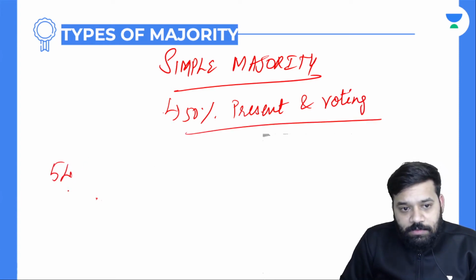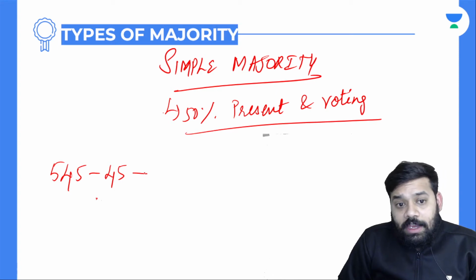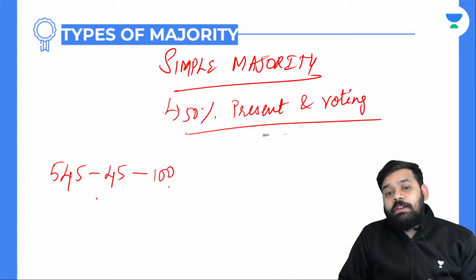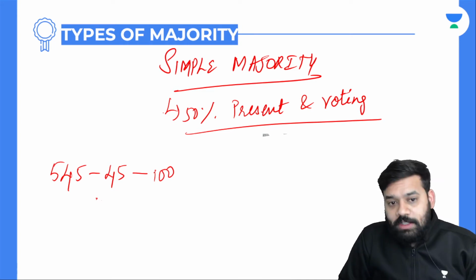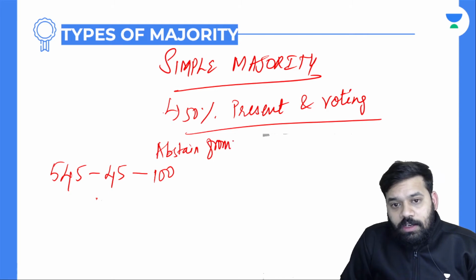Let us assume there are 545 members again, out of which 45 are absent. These 45 might be absent because of death or resignation or removal. And there are another 100 who are abstaining from voting. That is, they do not want to vote.